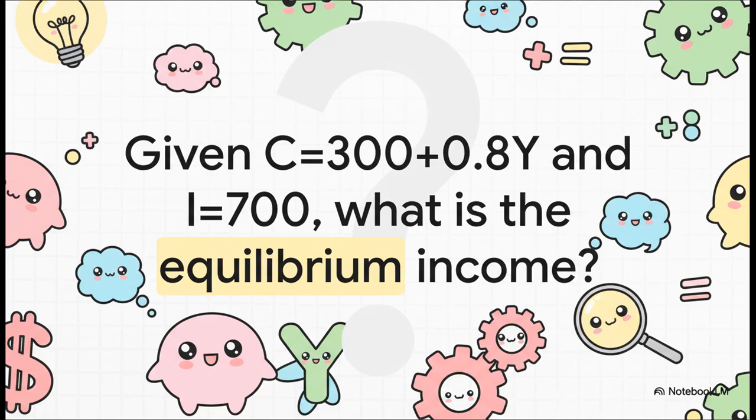So you see a question like this on the exam. First thing you do, just take a breath. All you have to do is find the pieces of the puzzle they've given you. Here, we've got the consumption function and we've got the investment. That is literally all we need.